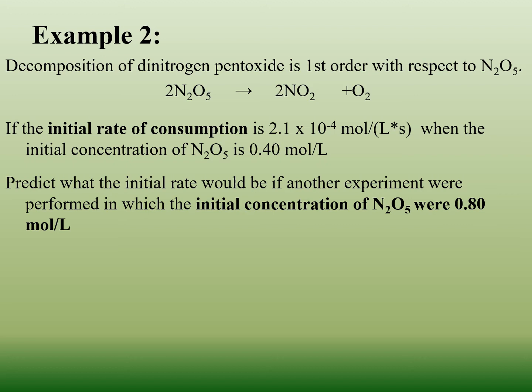Decomposition of dinitrogen pentoxide is first order with respect to dinitrogen pentoxide. Remember that straight line relationship between initial rate and concentration is directly proportional. As concentration increases, rate does so as well in the same proportion. If the initial rate of consumption is 2.1 times 10 to the minus 4 moles per liter second, when the initial concentration of dinitrogen pentoxide is 0.40 moles per liter, predict what the initial rate would be if another experiment were performed in which the initial concentration of N2O5 were 0.80 moles per liter. This is how we solve the problem.